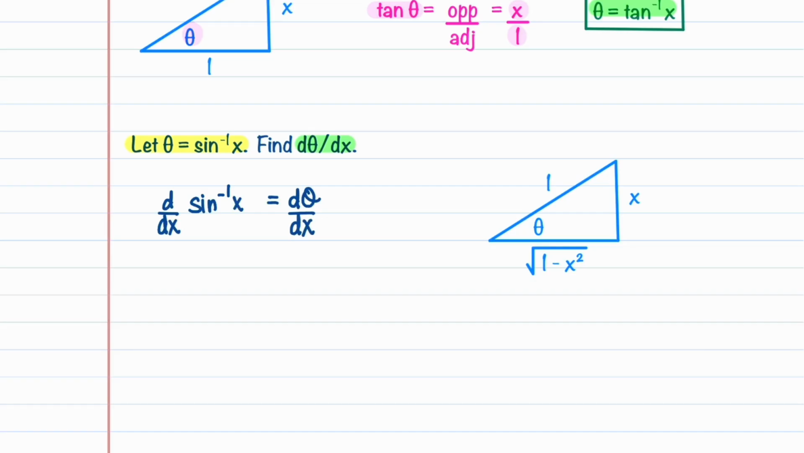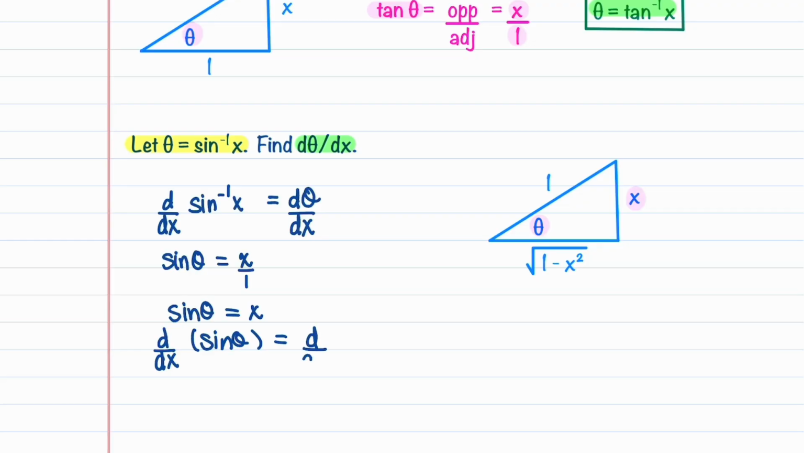So let's start by looking at theta and see how it relates to x. We can see that the sine of theta is equal to x over 1, so we're going to begin with the sine of theta is equal to x. To find d theta dx, we are going to differentiate both sides of this equation with respect to x. So we're going to take the derivative with respect to x of the left-hand side, sine theta, and the derivative with respect to x of the right-hand side, which is just x.